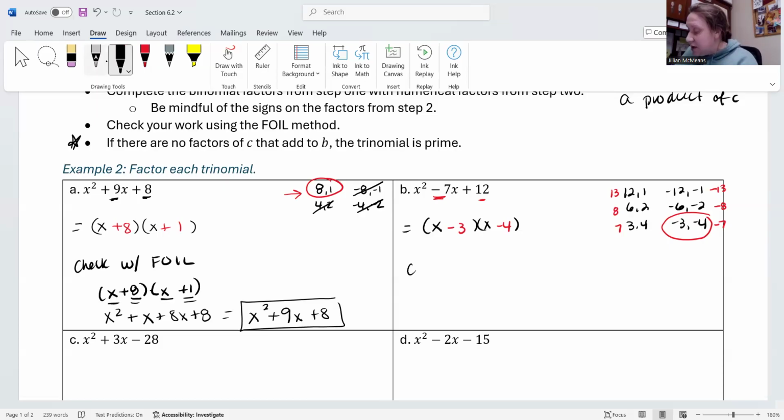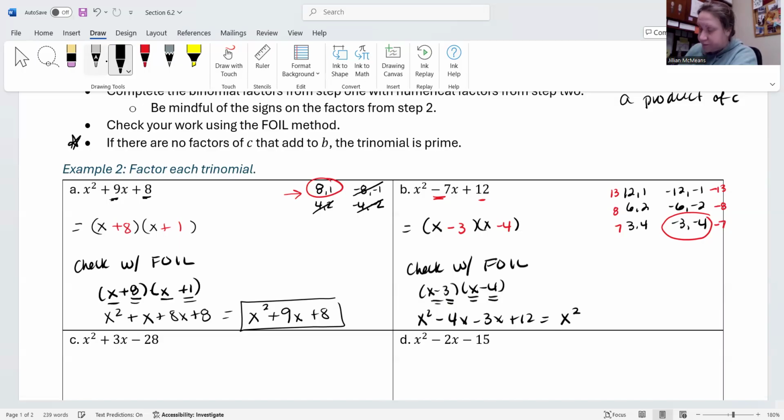Okay? And just like before, let's go ahead and check one more time with FOIL. So I have x minus 3 times x minus 4. I'm going to multiply my first term. So x times x is x squared. Outer terms is x times negative 4 or negative 4x. Inner terms is negative 3 times x or negative 3x. And last terms, negative 3 times negative 4 is plus 12. And this all simplifies to x squared minus 7x plus 12, okay?